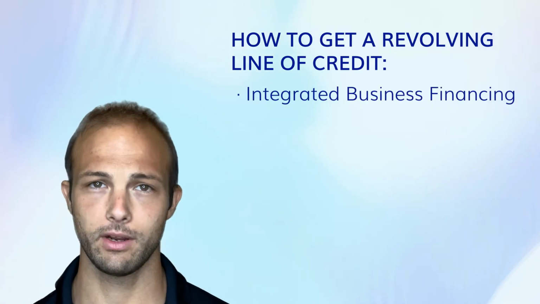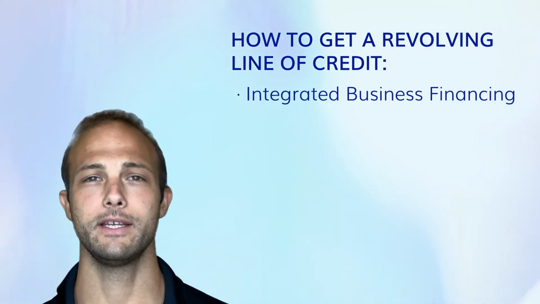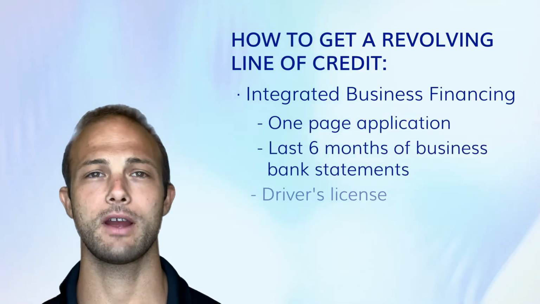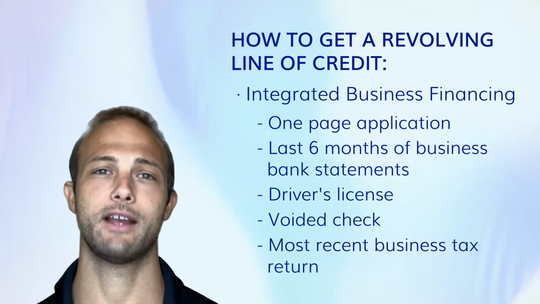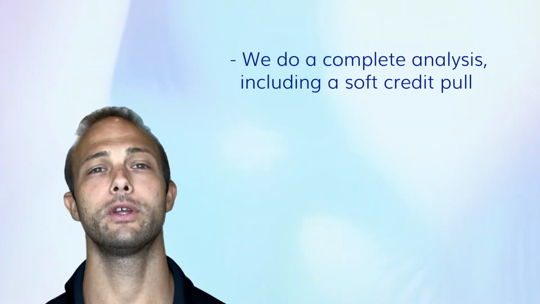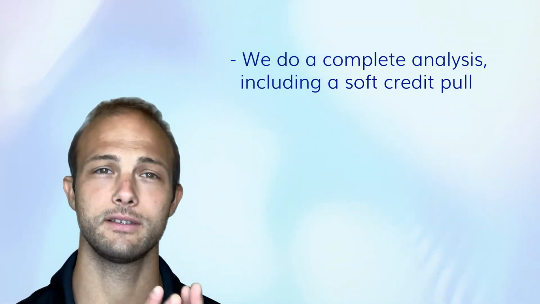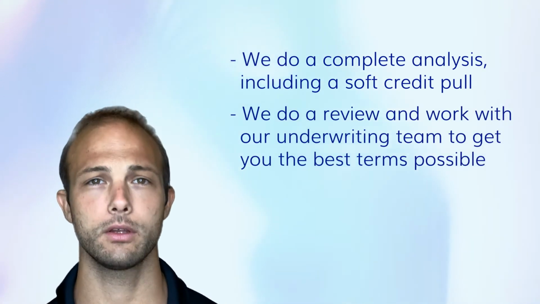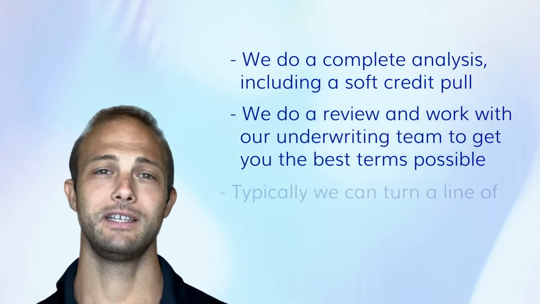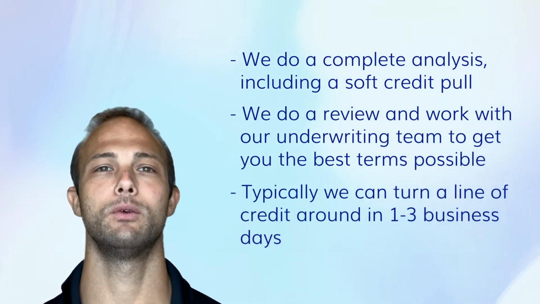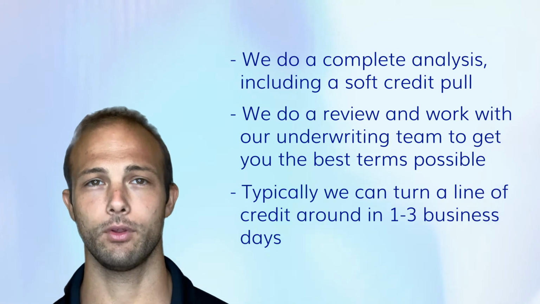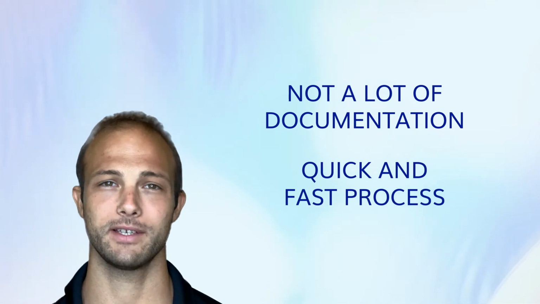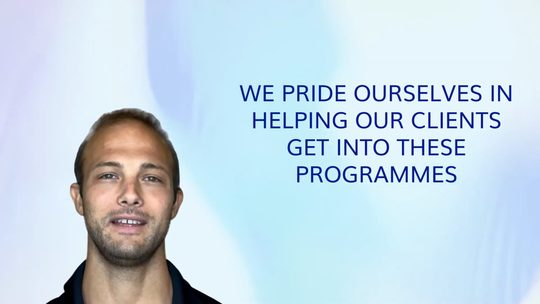However, if you come to us at Integrated Business Financing, what we typically do is we collect a one-page application, we collect your last 6 months of business bank statements, a driver's license, a voided check, and your most recent business tax return. From there, we do a complete analysis, including a soft credit pull, meaning it's not going to impact your credit, it's not going to show. And then we do a review, and then we work with our underwriting team to get you the best terms possible. Typically, we can turn a line of credit around in 1 to 3 business days, depending if we have all the documentation or not. Now, that's not a lot of documentation, and that's a really quick and fast process. We pride ourselves in helping our clients get into these programs.